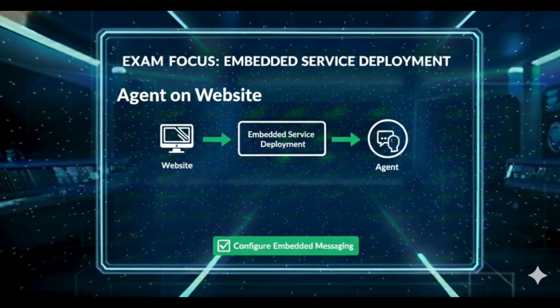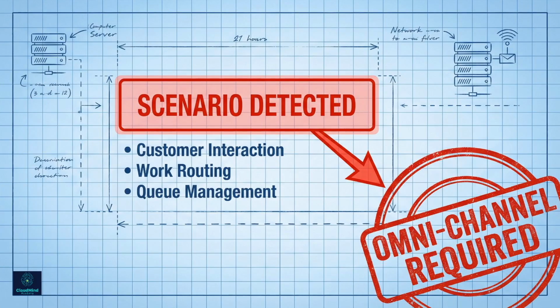Finally, if the agent is on a website, you need an embedded service deployment. That's what allows the agent to appear on an Experience Cloud site using embedded messaging. Here's the exam shortcut. If the scenario mentions customers, routing, queues, or escalation, Omni-Channel is required.